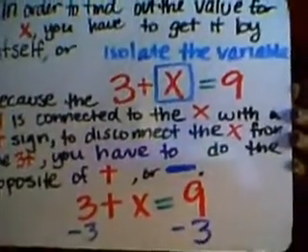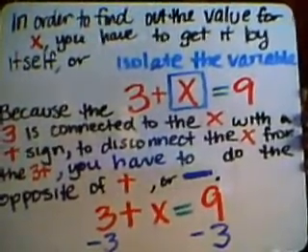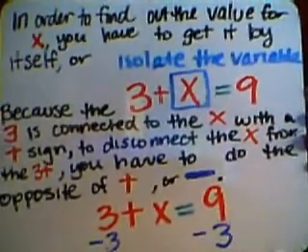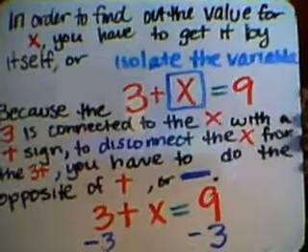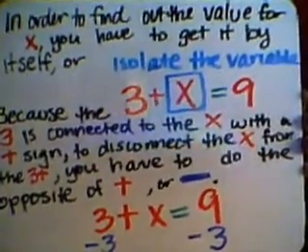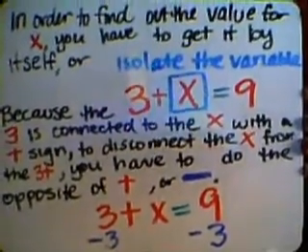Okay, here's a bit of notes. If you need to pause, that's fine. In order to find out the value for x, you have to get it by itself or isolate the variable. Okay? So 3 plus x equals 9. x is our variable. We need to know what x equals.